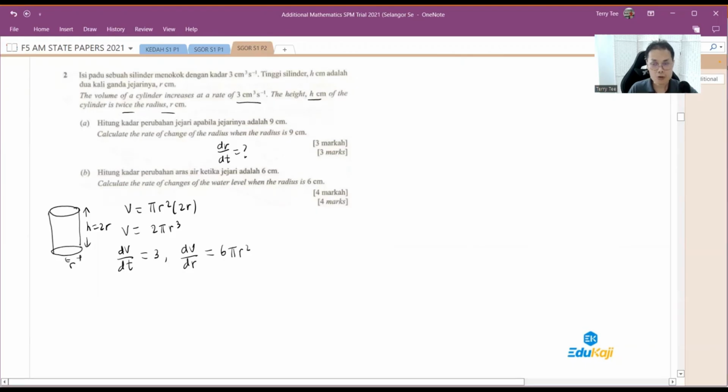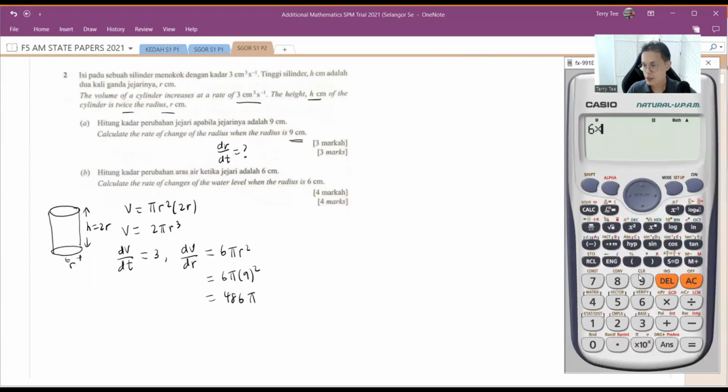Differentiate your V, you get 6 pi r squared. Remember, bring the power down. 3 times 2 is 6. Copy pi, copy r, reduce the power by 1. And we want to find the rate when your r is 9. The radius is 9. So let's substitute 9 inside. 9 squared is 81. 81 times 6, 486 pi. Yeah, again, if you're not sure, just use your calculator. 6 times 9 squared, 486.